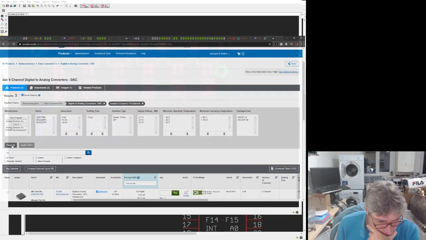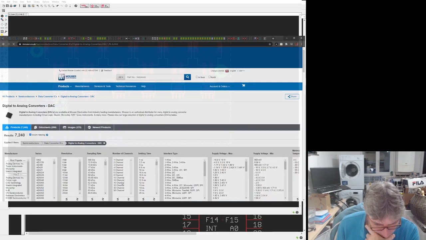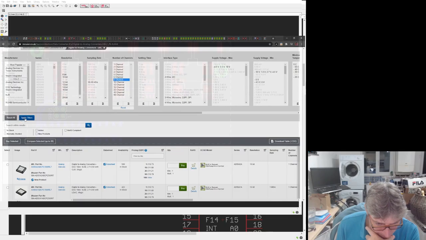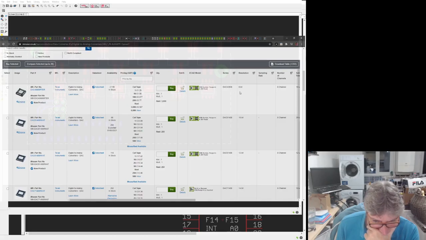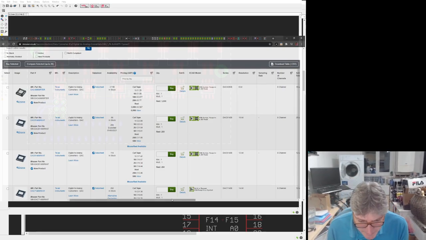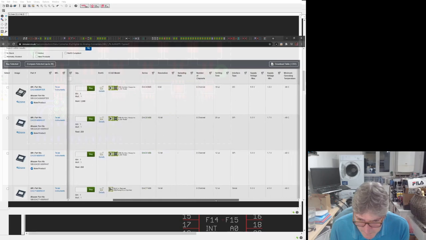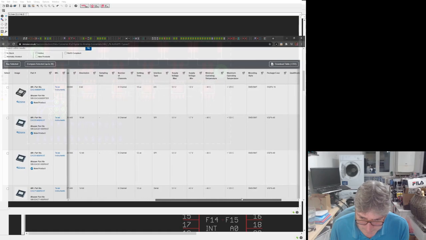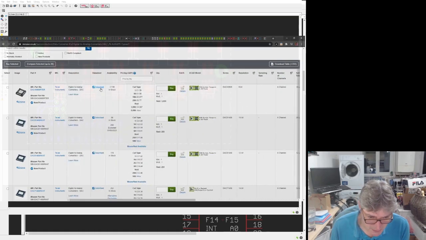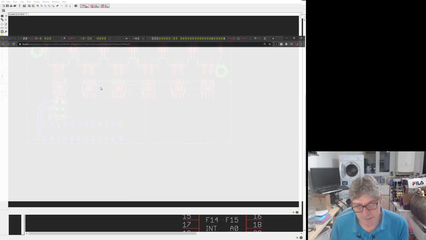What happens if we just choose 8? Do we get a few more to choose from? It's probably a better number. Yeah, there you go. So if we have an 8-bit DAC, settling time 10 microseconds, so it's a lot faster. WQFN16. That kind of thing might do it. And if you buy 100 of those, they're only 87 pence. So they're significantly cheaper than the other ones.